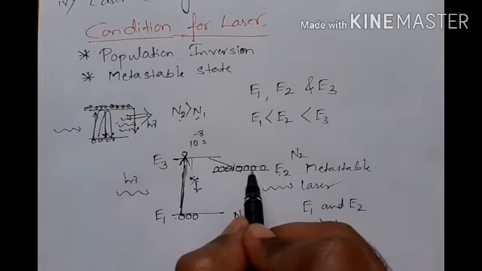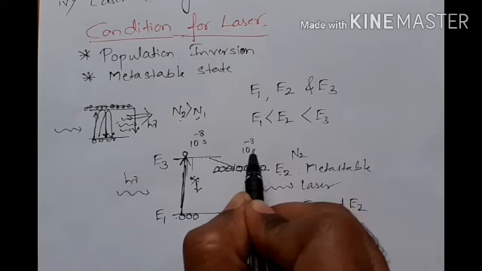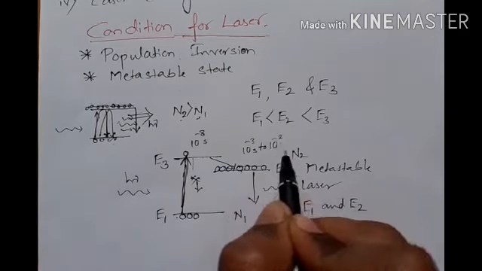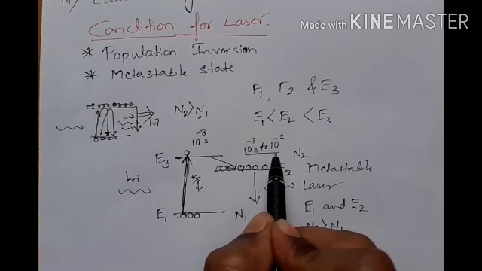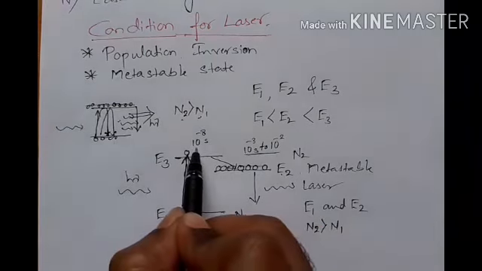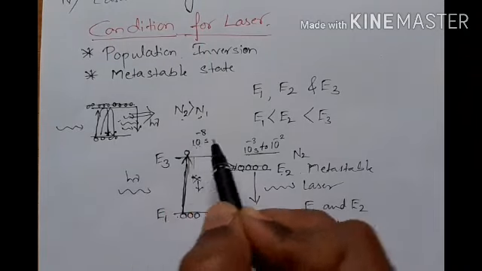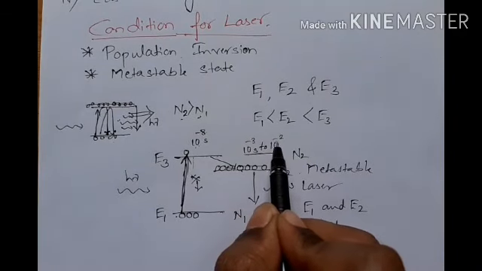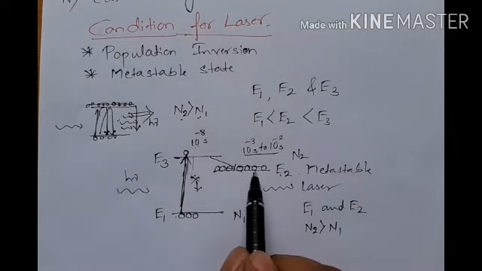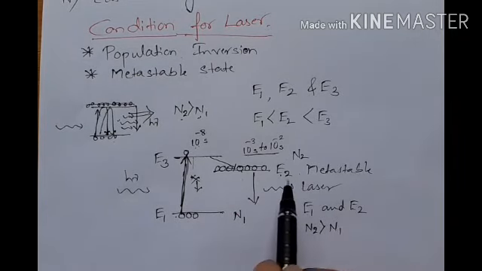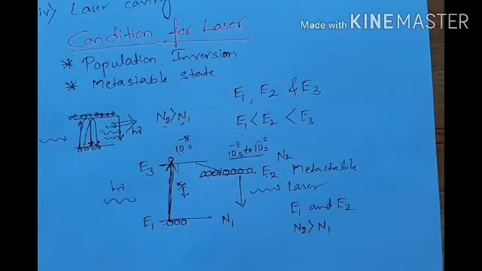But in this metastable state, it stays there for 10 to the power minus 3 seconds to 10 to the power minus 2 seconds. So this is the longer duration of time, and the other is the lesser duration of time. 10 to the power minus 8 is less, while 10 to the power minus 3 or minus 2 is more. So this state is called the metastable state, and achieving this metastable state is very important in the production of the laser.